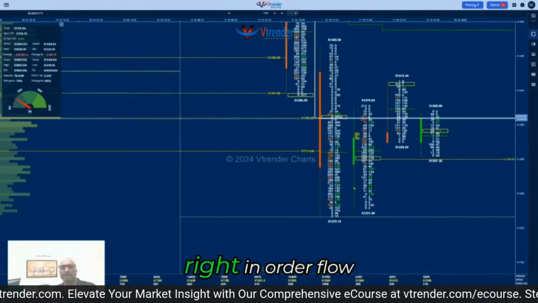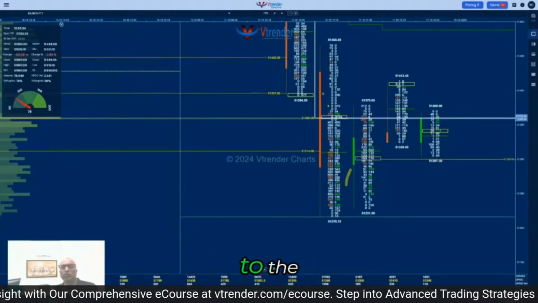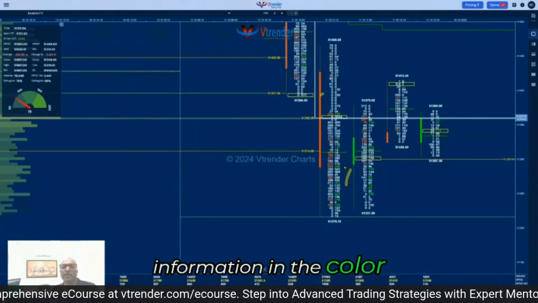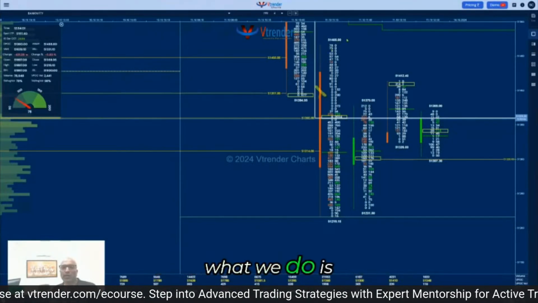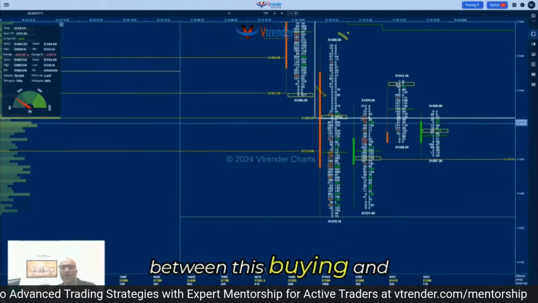Or if the close of this particular bar is higher than the open, the color of the candle is green, right? In order flow, we don't pay attention to the information in the color of the candle. What we do is we try to find out what has happened between the buying and the selling.